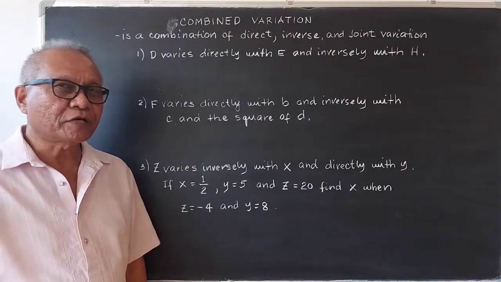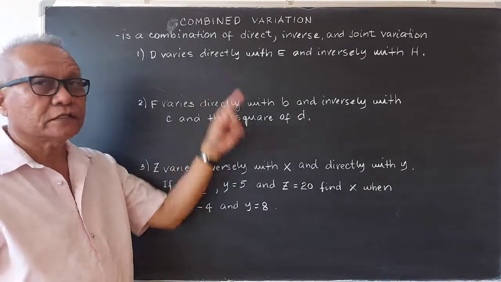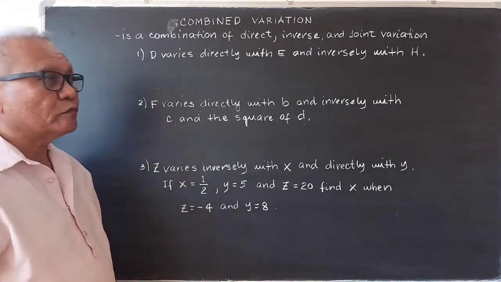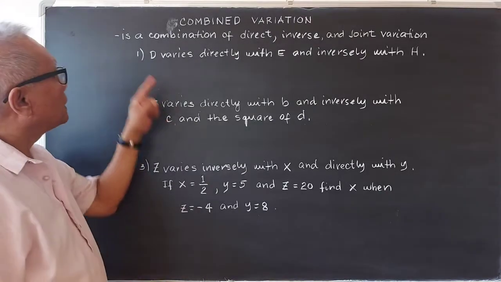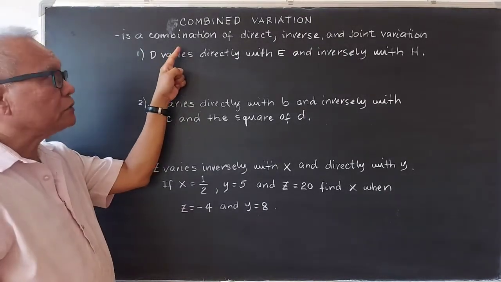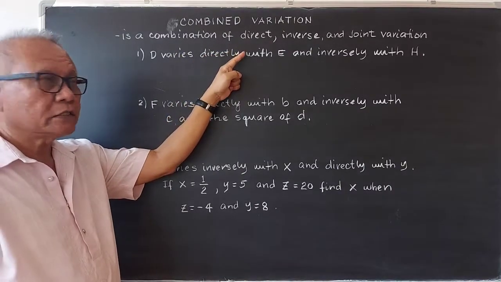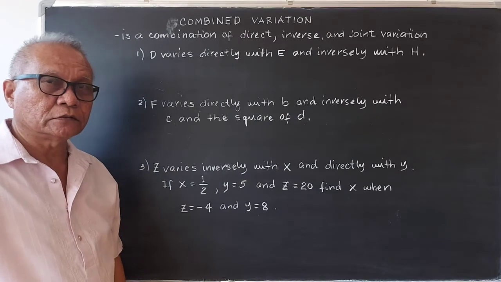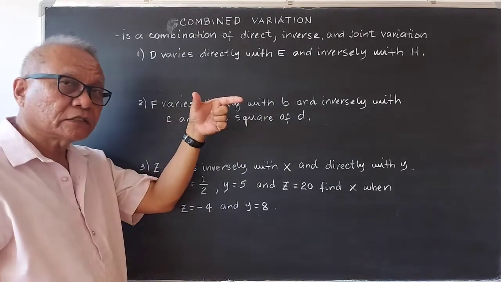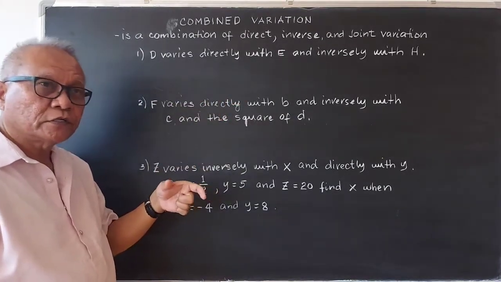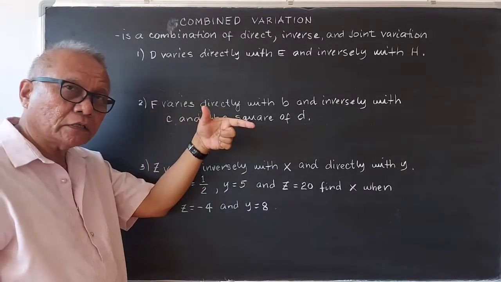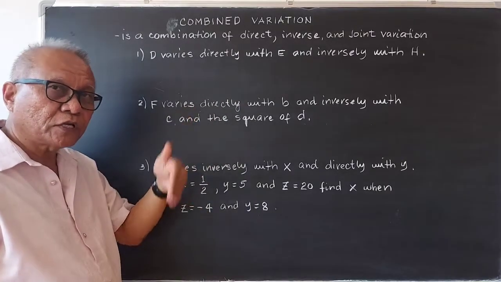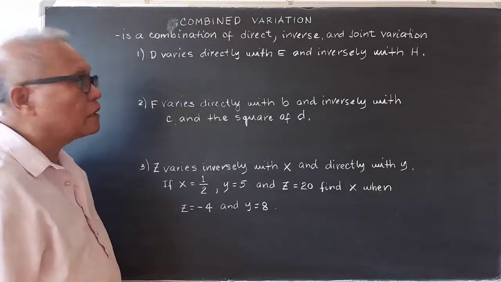Learners, today we are going to study combined variation. So here, what is a combined variation? It is a combination of direct, inverse, and joint variation. We can have direct and inverse. We can have joint here in the direct and an inverse. So that's a combination, and we call that combined variation.